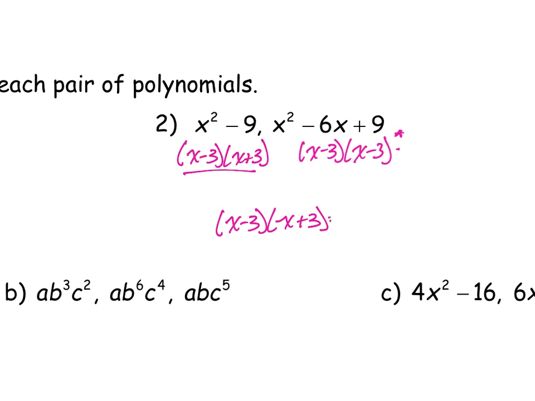What does this denominator have that my common denominator needs? Another x minus 3. Yeah, another x minus 3, period. So I'm just going to put a little square there because that makes it easier. So I need 2 x minus 3s and 1 x plus 3. And that's my common denominator. That's how I look at it. Questions?